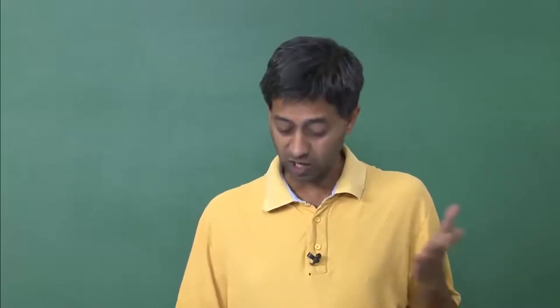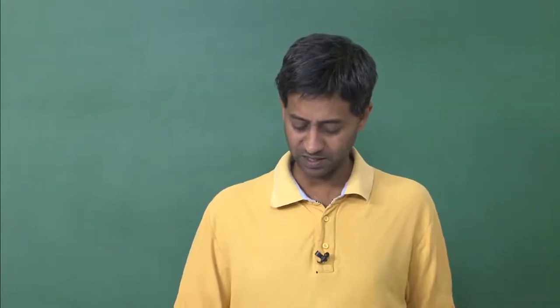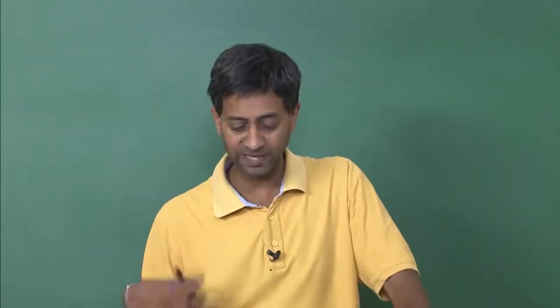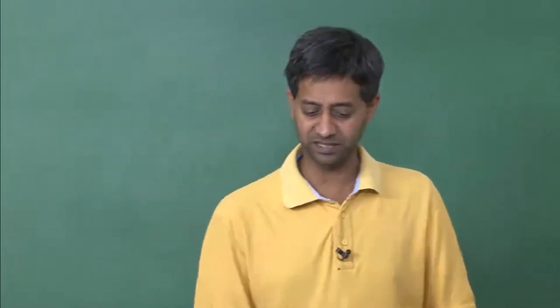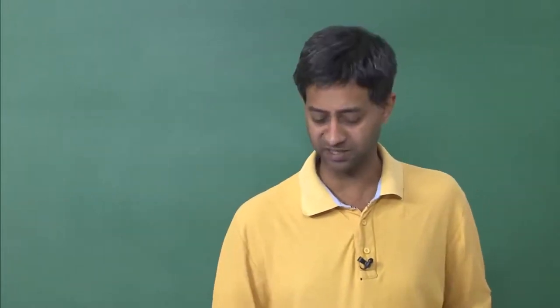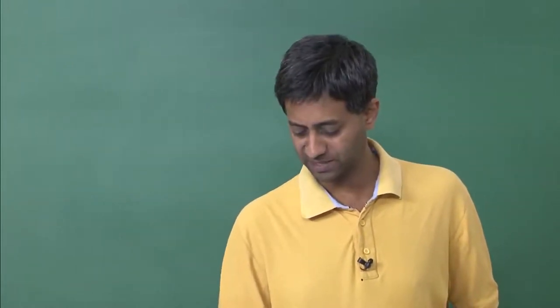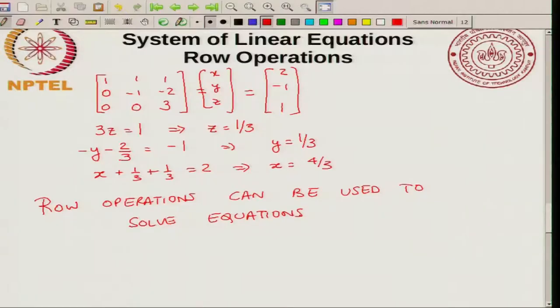In fact, even to calculate determinants, once you do row operations on a matrix, row operations do not change the determinant. So once you get a matrix into this form where you have zeros, then you can see that it is very easy to calculate the determinant. So row operations can also be used to calculate determinants.